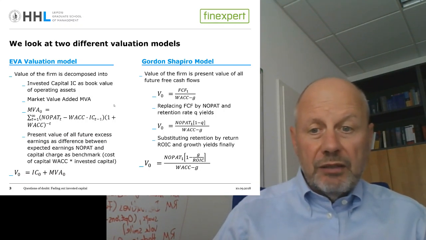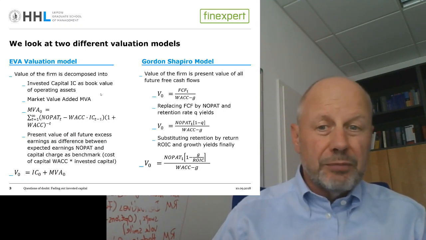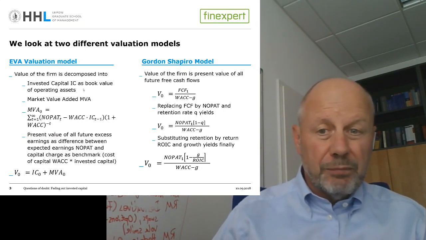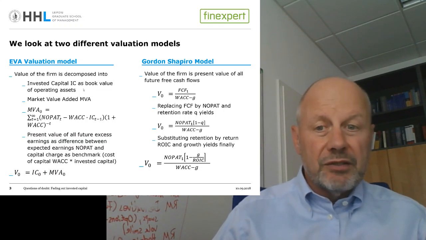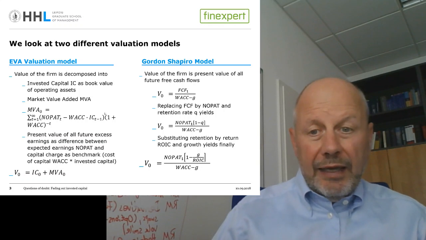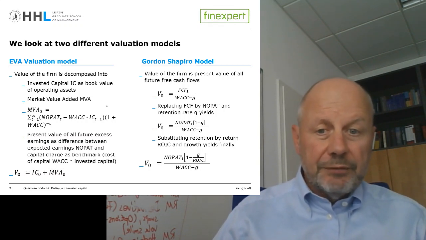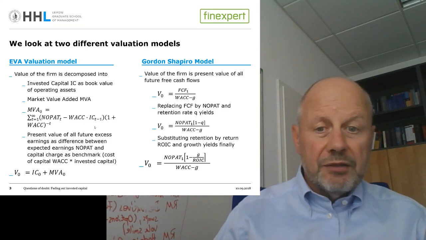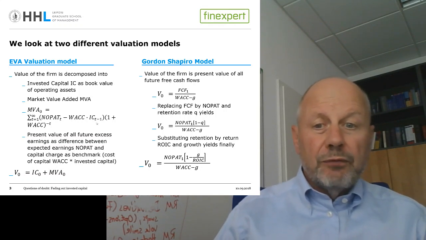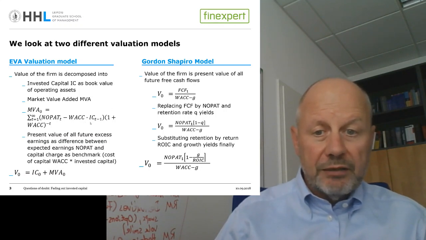Here the basic idea is that the value of the firm can be decomposed into the book value of its operating assets, that is the invested capital, here denoted as IC, and the second component, the so-called market value added. The market value added is the present value of all future excess earnings of the operating business. And you see here the term in brackets. This is the excess earnings.